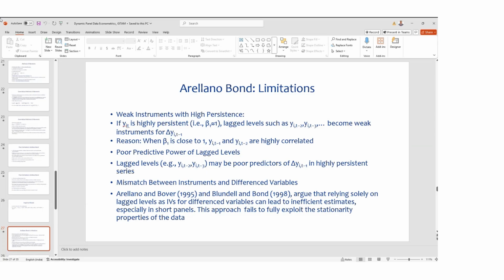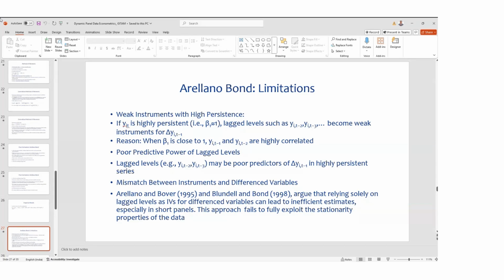It should be between 0 and 1. We want this one which is much lesser than that. Okay. So if the beta coefficient is highly persistent, Arellano-Bond need not be the right way to do this. Then there is also an argument that it has poor predictive power, depending on the lag levels. You can use lag, but there is no guarantee that adding more lags always gives you a better estimate.